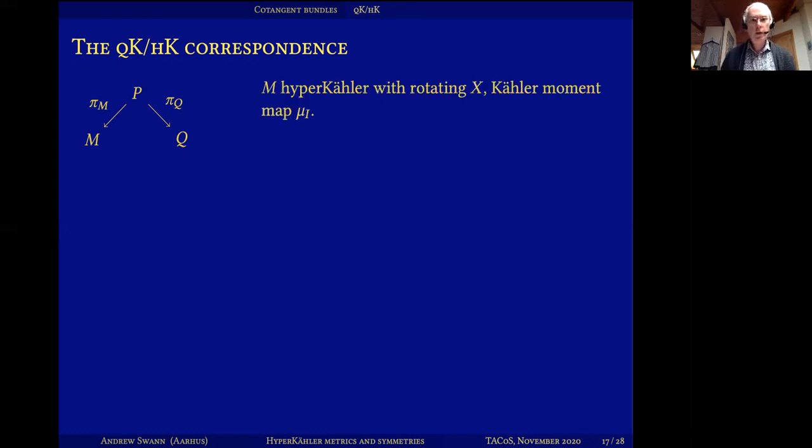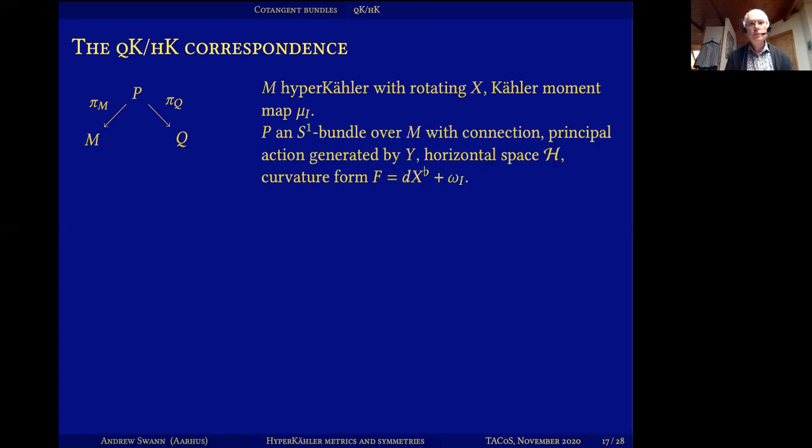So in the hyperkähler case, the way to think about this turns out to be as follows. We want M to have some circle action generated by a vector field X. So let's take an X that is of rotating type, and let's assume there's a moment map for the Kähler structure it preserves. Then I said P had to be an S1 bundle over M with connection. The principal action is generated by some vector field Y.